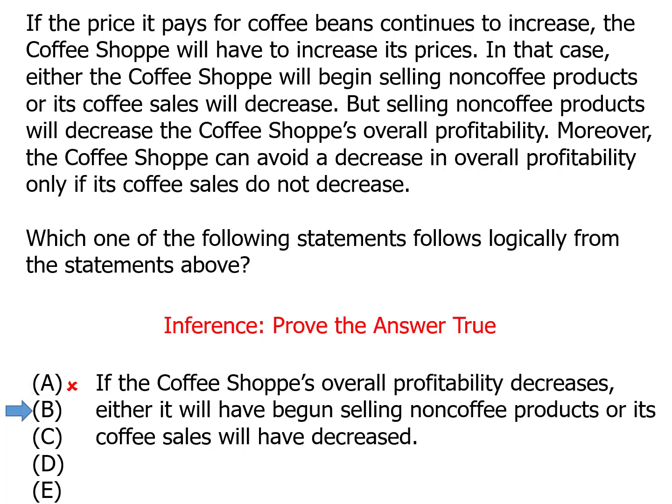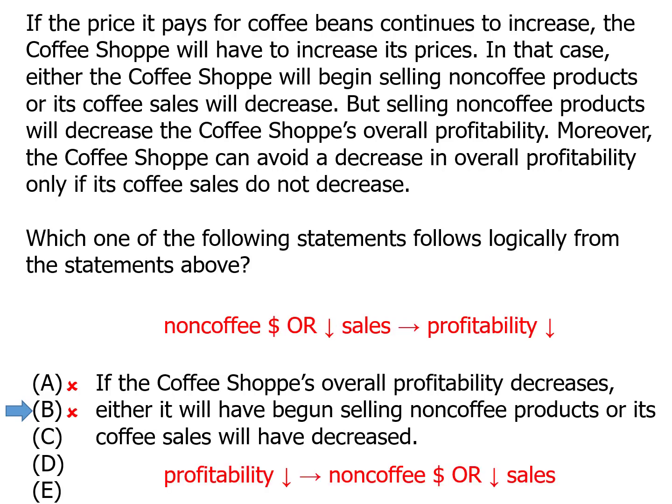Answer choice B is another converse, this time of one of the pieces of information that we were given in the original stimulus. The original stimulus told us that if either the non-coffee products get sold or the sales go down, the profitability is going to go down. This answer choice says if the profitability goes down, then one of those two things must have happened.